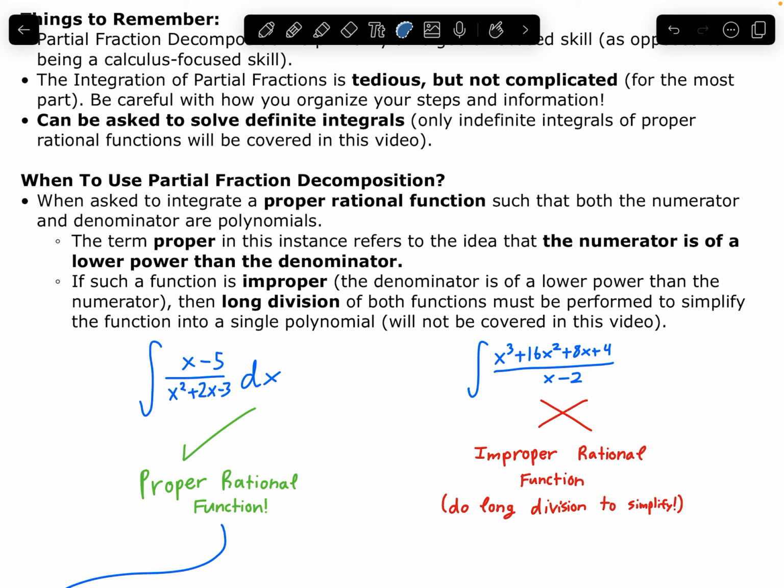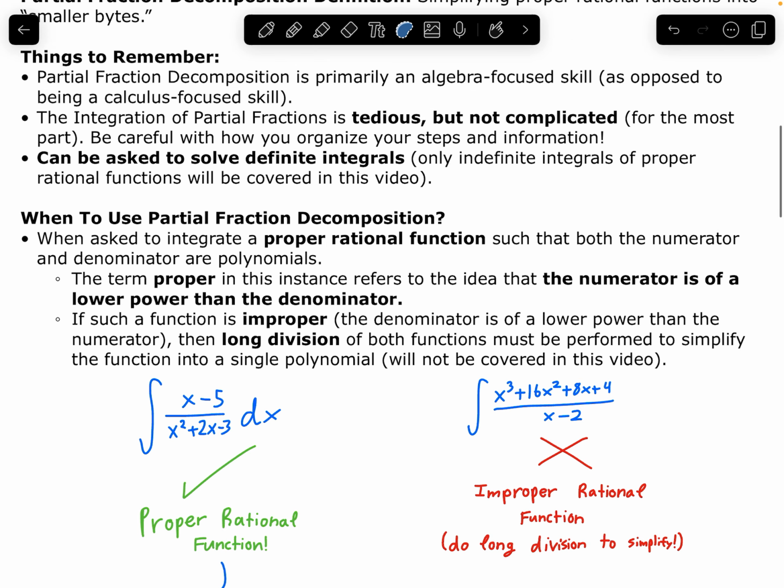So the thing to remember is to ensure that you are writing smartly and that you are organizing your information and your algebra such that it is understandable. In a lot of ways, it's more of an algebra skill than it is a calculus skill. The general process is, I'll call it tedious. It's long, but it's not really that complicated when you think about it. Again, it's a lot of algebra, but not really a lot of new calculus.